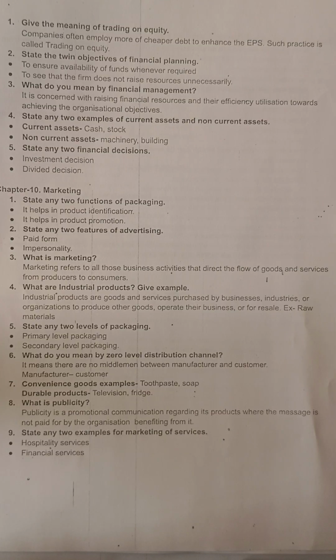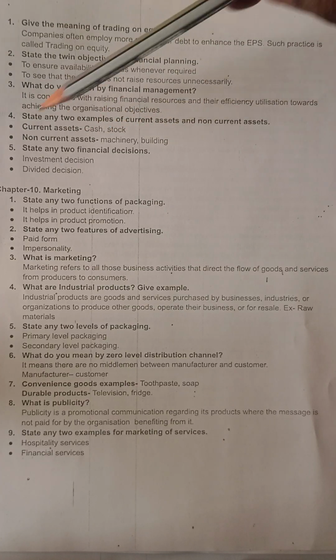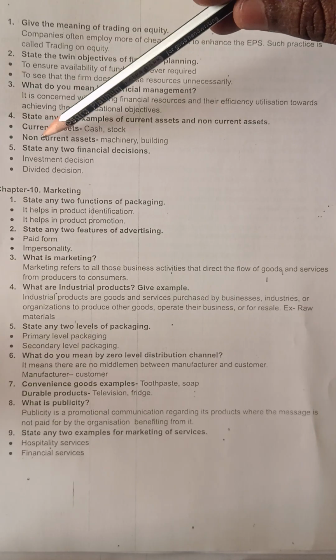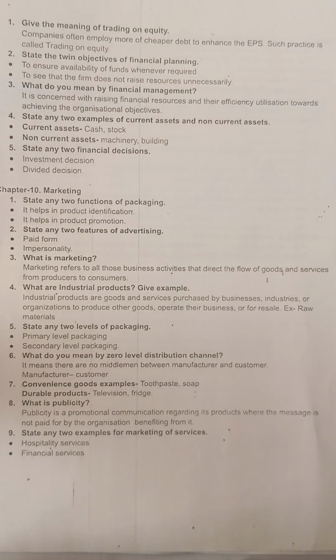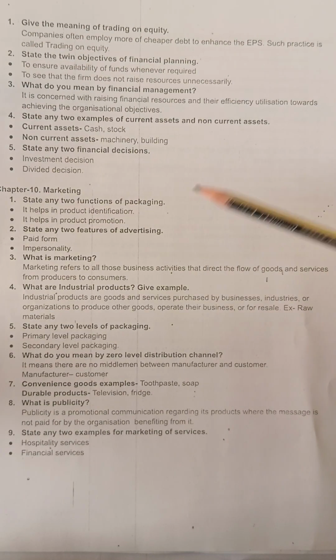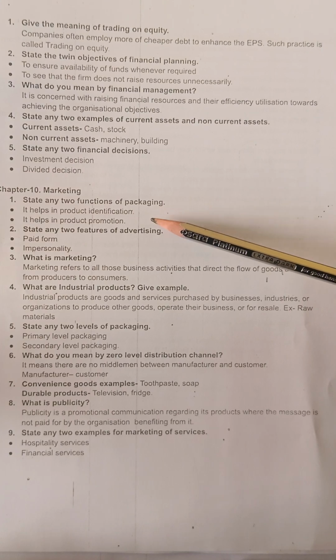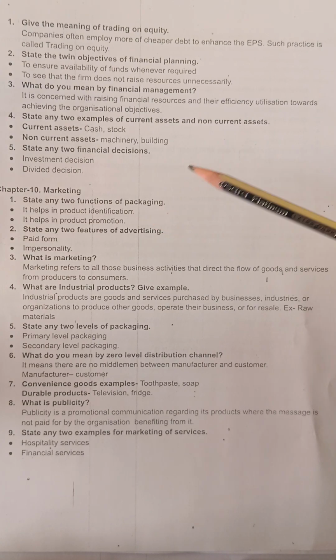Next one, state any two examples of current assets and non-current assets. Current assets are cash, stock, and debtors, and non-current assets are machinery and buildings. Next one, state any two financial decisions: investment decision and dividend decision. Next, come to chapter number 10, marketing. State any two functions of packaging. Packaging helps in product identification and packaging helps in product promotion.